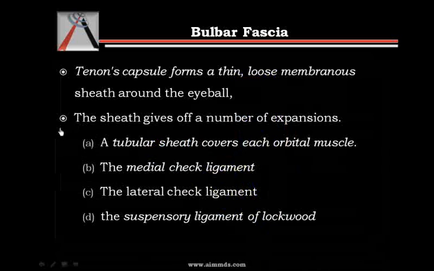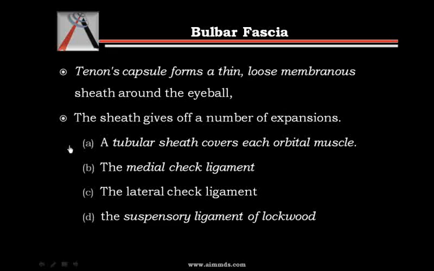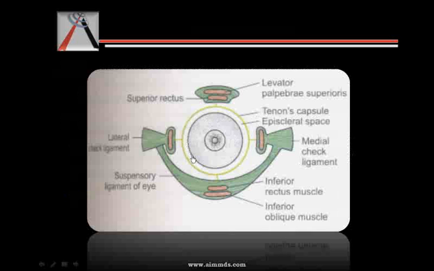This sheath gives a number of expansions. It forms the tubular sheath that covers each orbital muscle. By getting thickened, it forms a medial check ligament, the lateral check ligament, and it also forms the suspensory ligament of Lockwood that keeps the eyeball in place. We can notice that in this diagram over here. This is the bulbar fascia forming the sheath around the orbital muscle. This is the thickening of the bulbar fascia that forms the lateral check ligament and the medial check ligament. Further, here the bulbar fascia forms the suspensory ligament of the eye.